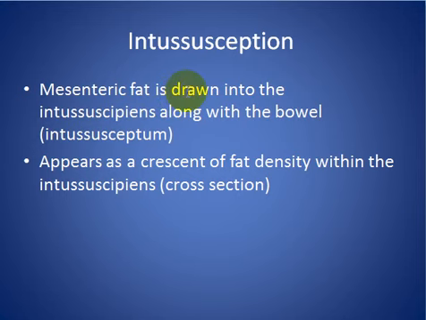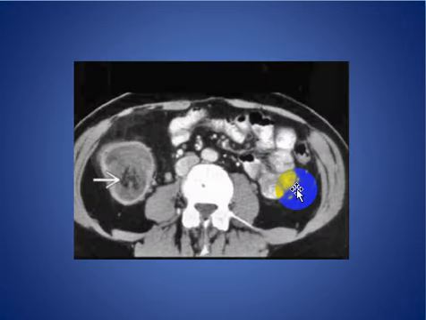Intussusception: mesenteric fat is drawn into the intussusception along with the bowel, the intussusceptum, and appears as a concentric ring of fat density within the intussusception in cross-section imaging. As we see here, a patient with intussusception on this axial CT scan: mass lesion in the right lower quadrant with concentric fat seen in the intussuscepted mesentery of the terminal ileum.